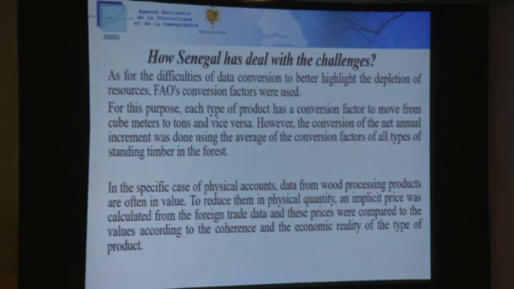In the specific case of physical accounts, data from wood processing products are often in value. To reduce them to physical quantity, an implicit price was calculated from the foreign trade data, and these prices were compared to the values according to the coherence and the economic reality of the type of products.